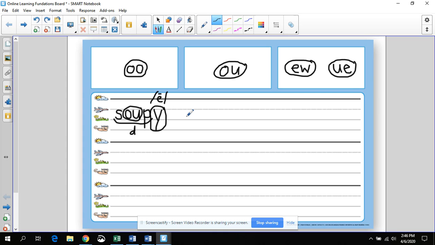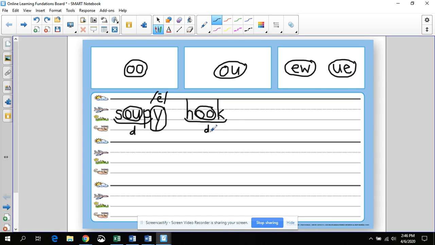Another example, hooked. I hooked up my PlayStation to the TV so I could play it. Base word is hook. It's going to use the oo to make the sound. And then k with a K. I'm going to circle my oo. This is a D syllable.